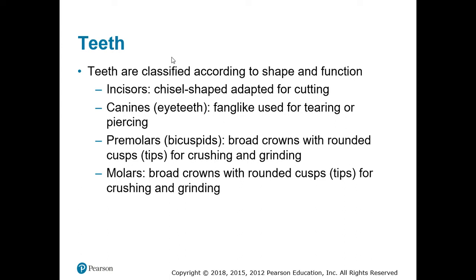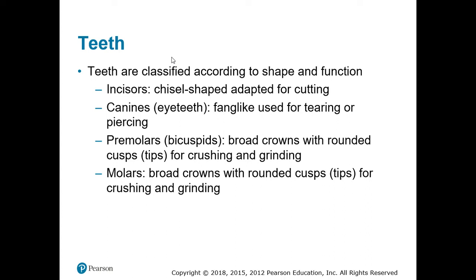Teeth are classified according to their shape and their function. Remember, shape dictates function. Anatomy dictates physiology. If we're looking at this, there are 4 major types of teeth. Your incisors are more chisel-shaped. These are your front teeth, and they're adapted to cutting into food, like if you're biting into a hot dog.